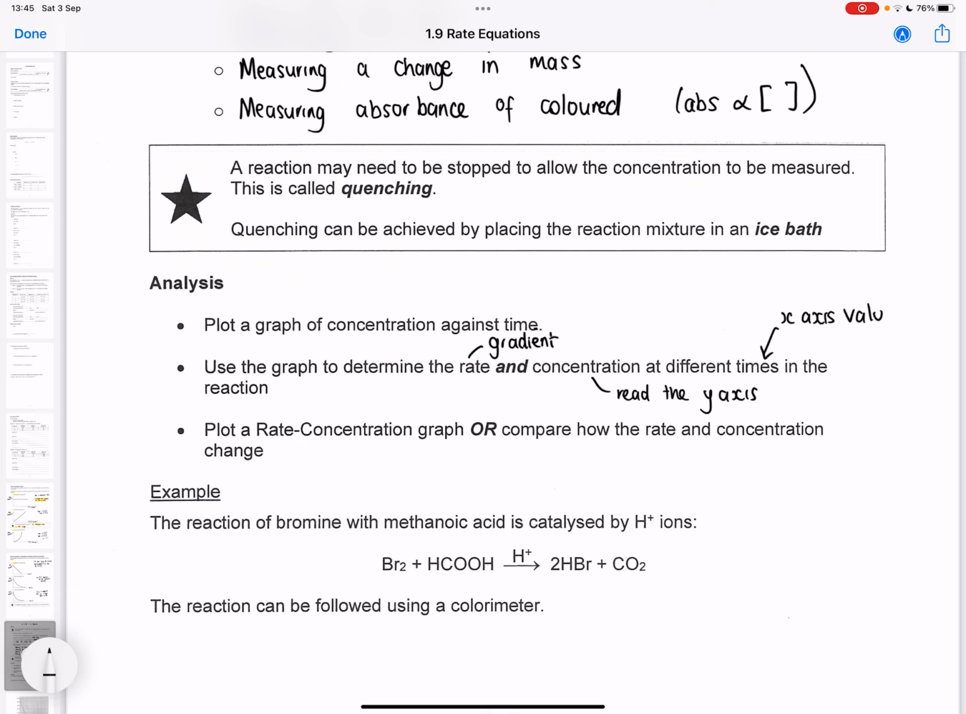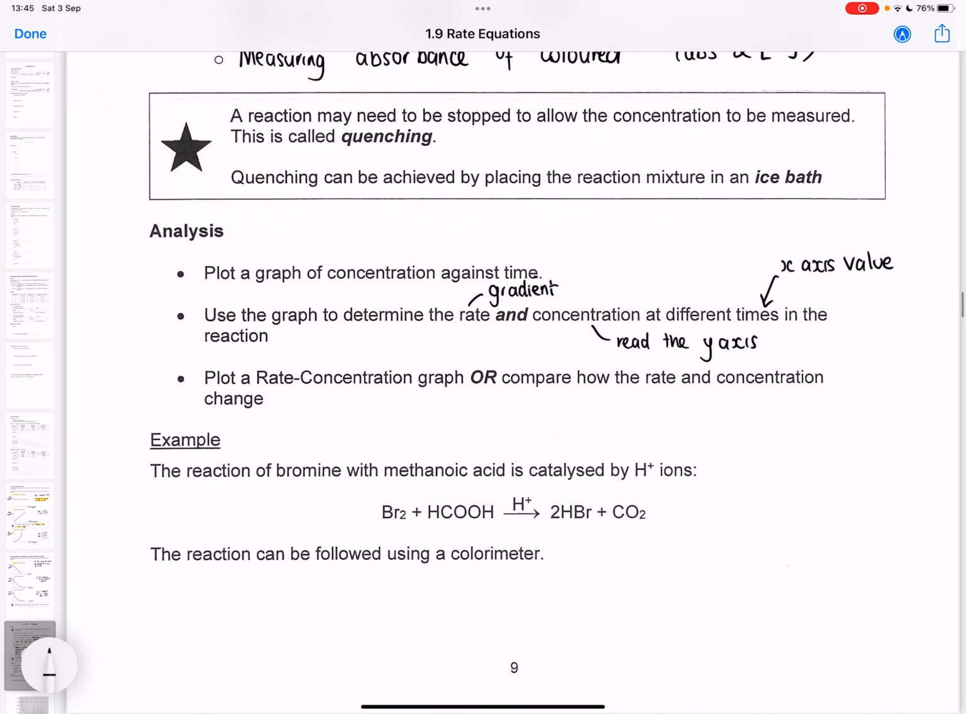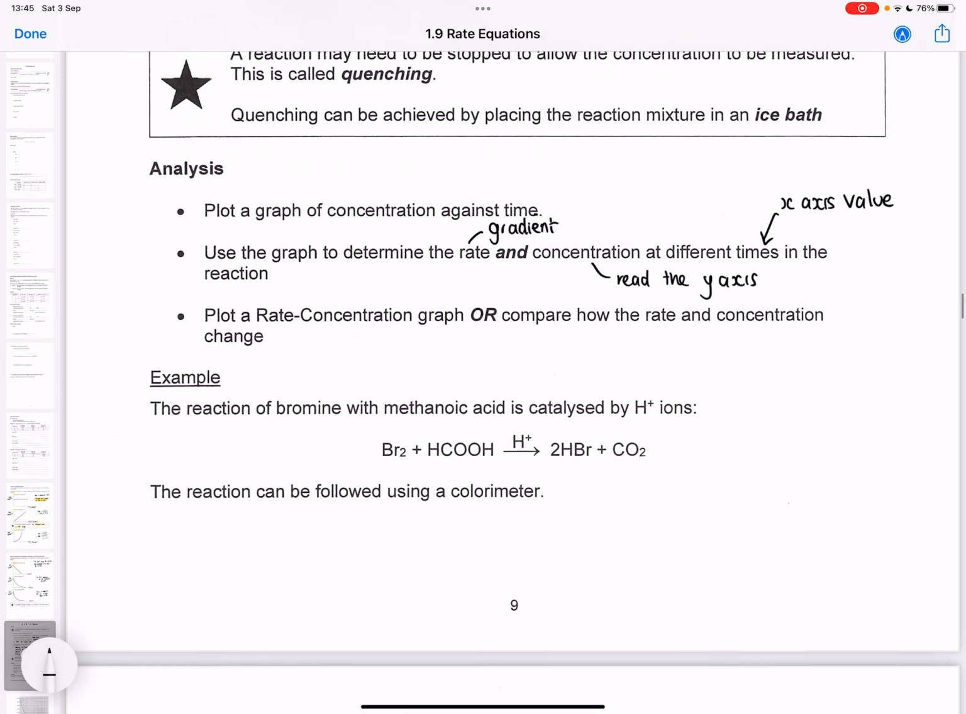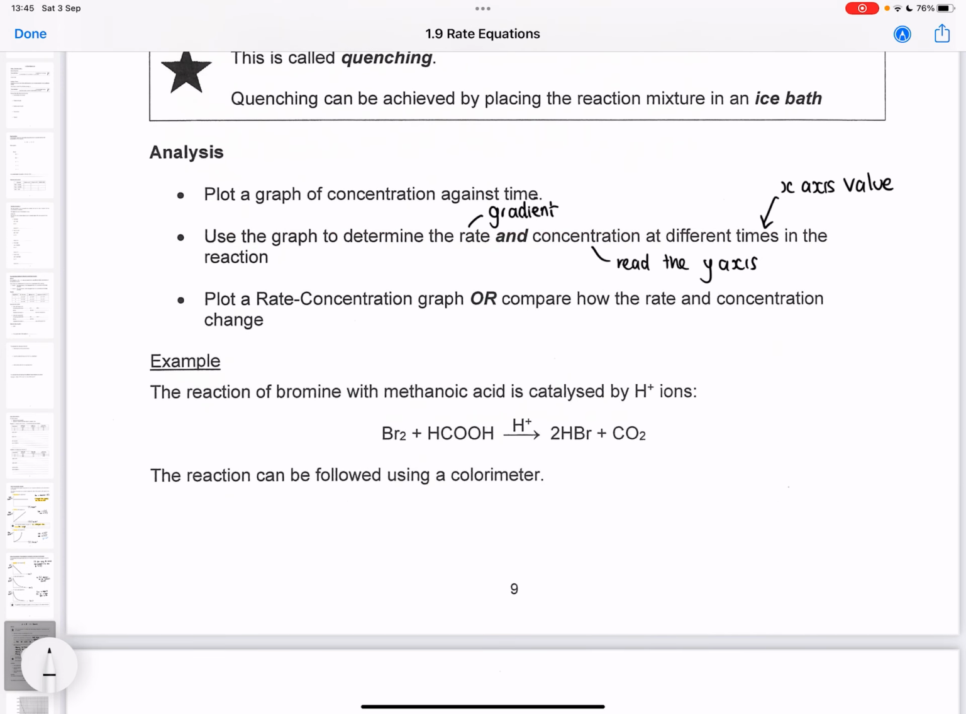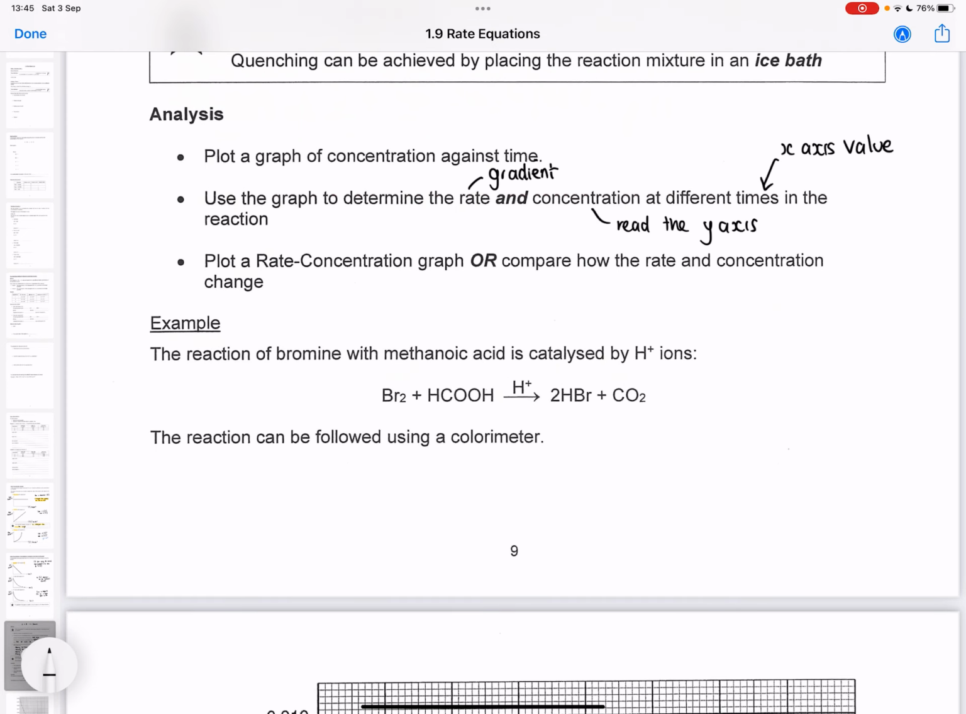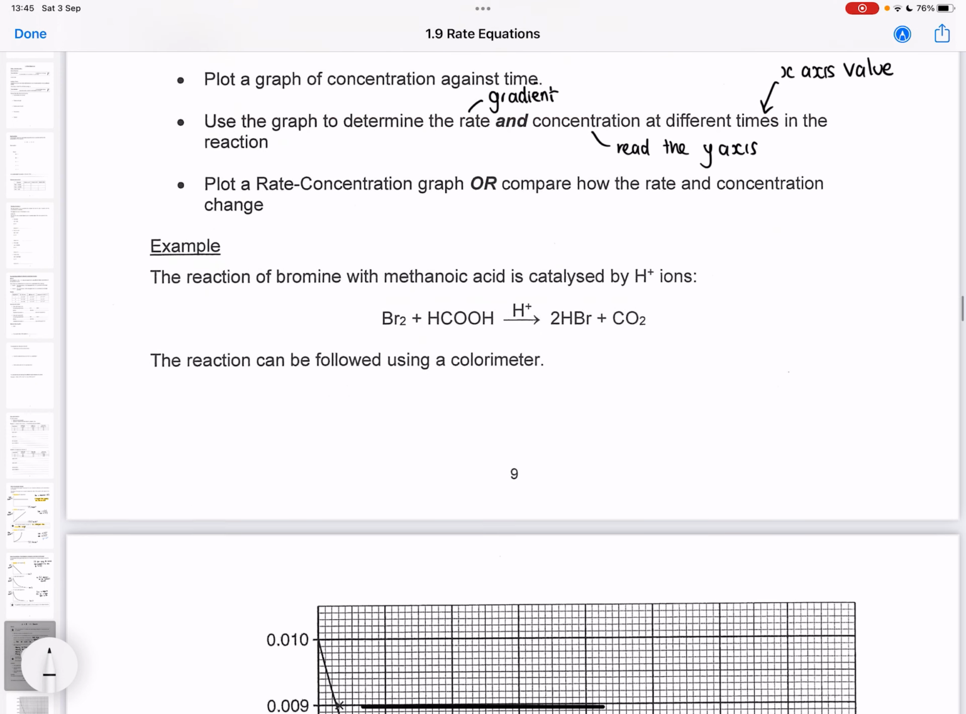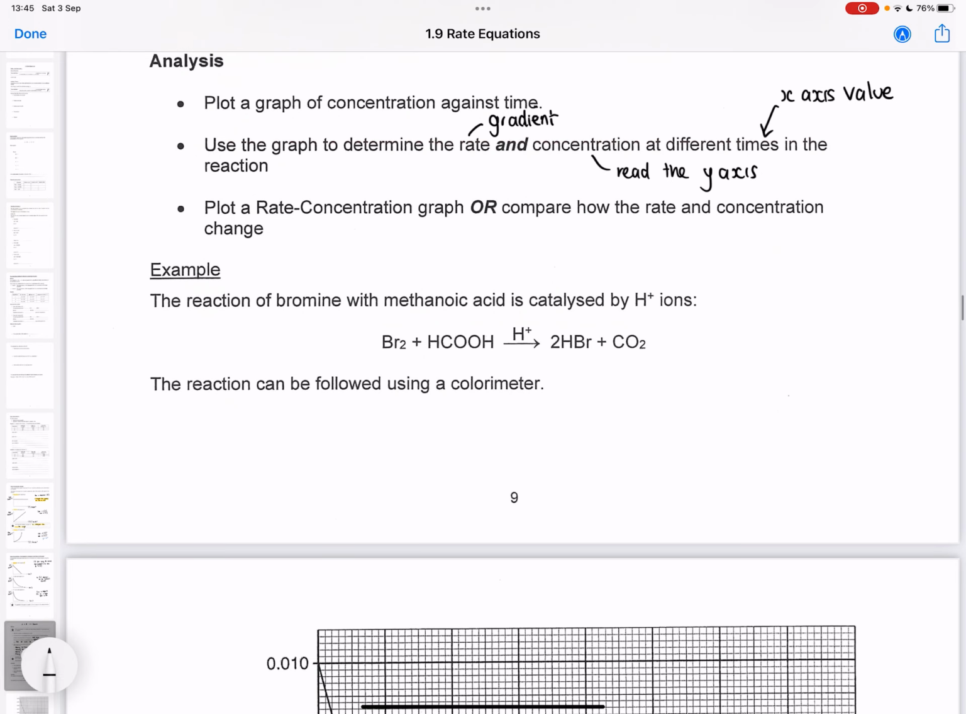So you could go to an x-axis value, read off the y-axis to find the concentration at that time, and measure the gradient at that point as well to get the rate at that time. And then you could plot a rate-concentration graph to look at the shape, or you could just compare a couple of different concentrations and their rates to see if you could figure out the order. So I've got an example using that here.